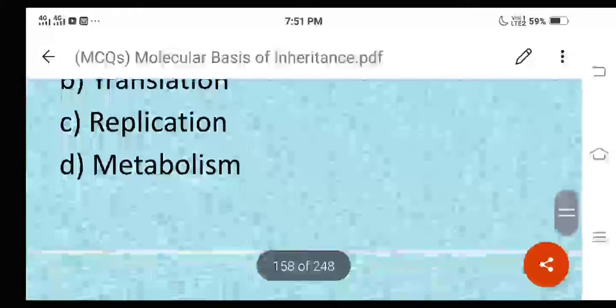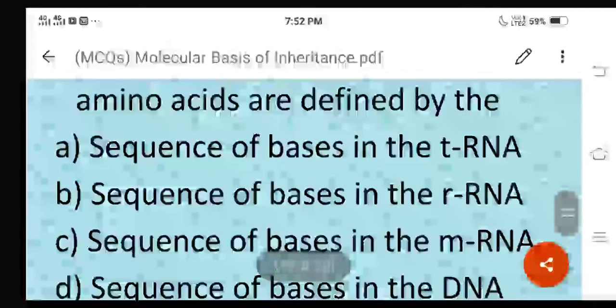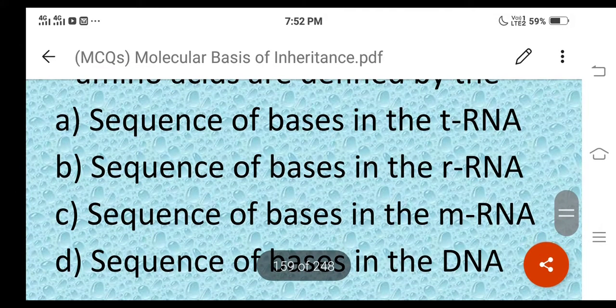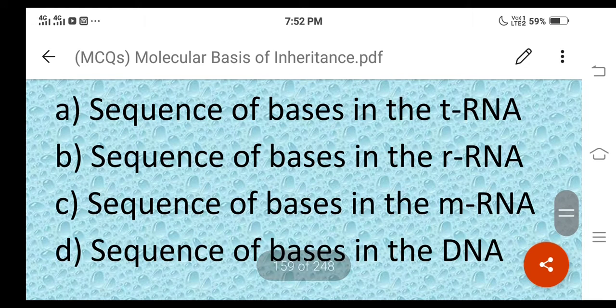Then let us move on to the next question. Question number 9. What is the question here? The order and sequence of amino acids are defined by the. What are the different options here? Sequence of bases in the tRNA, then sequence of bases in the ribosomal RNA, then sequence of bases in the mRNA, then sequence of bases in the DNA, right? Here which will become the correct answer? Option C, sequence of bases in the mRNA.